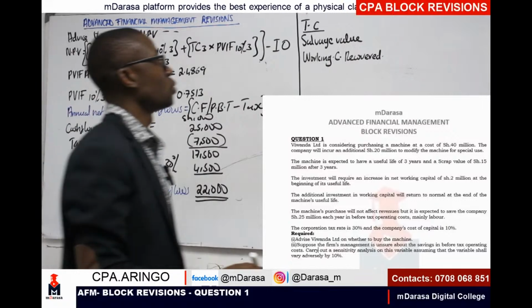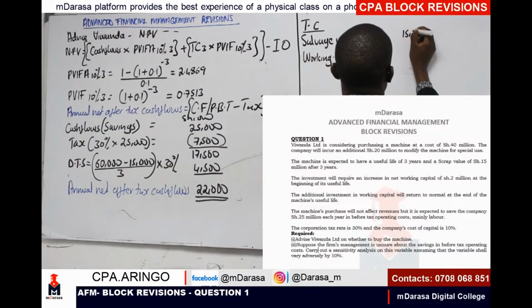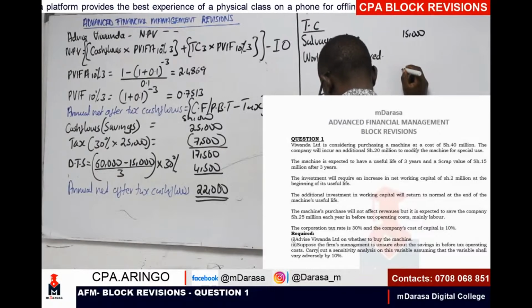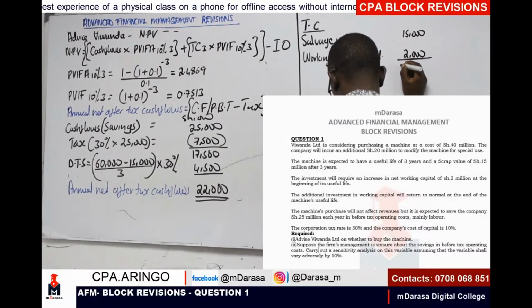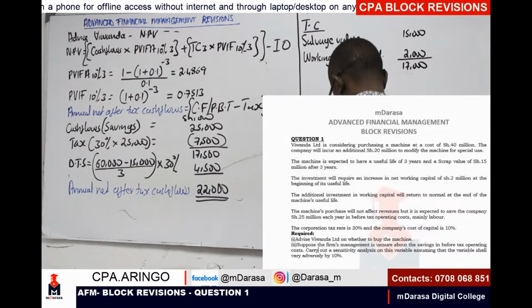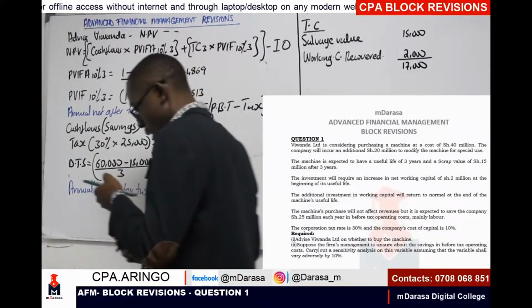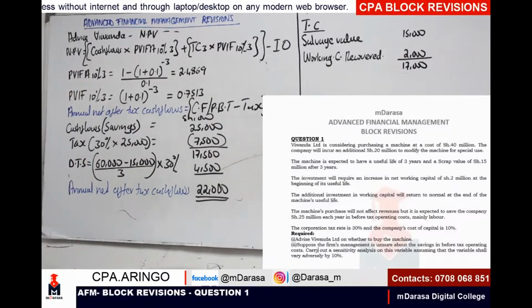So the salvage value was 15. The working capital recovered, we had 2. Remember, our figures are in thousands. This will literally give us what? That will give us a figure of 17. So work it out. So once we have that, these are what we should be having.